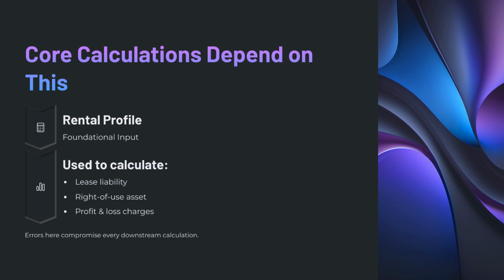The rental profile is the starting point for everything. It feeds into your lease liability, your right-of-use asset, and your charges to profit and loss. But here's something critical. Operating leases don't behave like finance leases. They don't follow a tidy, unchanging schedule. They reflect real-life negotiations, which means rent-free periods, CPI-linked uplifts, deferrals, stepped increases, and mid-term reviews. So, if you're treating them as straight line, you're building error in from the start.